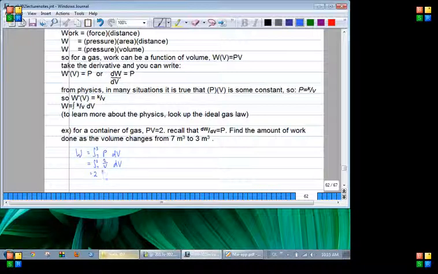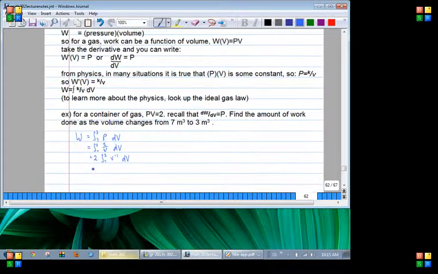The answer is 2 times ln of V. 1 over V will be ln of V. So it's 2 ln of V, from 7 to 3. Wait, the only thing is work comes out negative. Yeah, that shouldn't be.